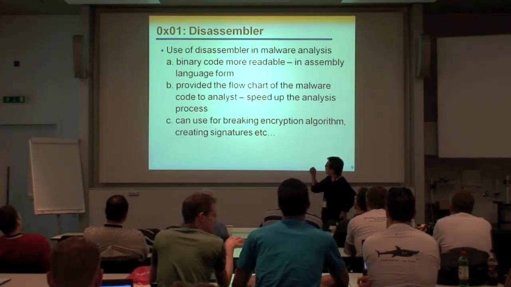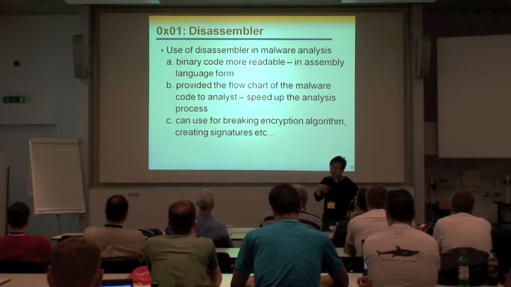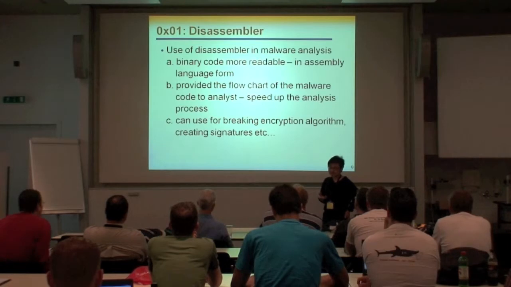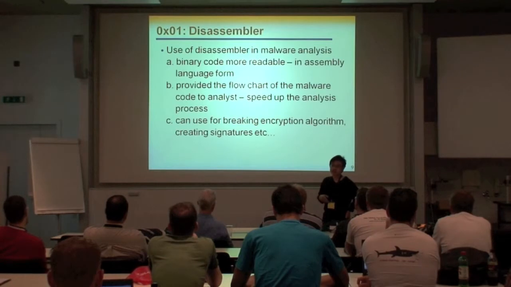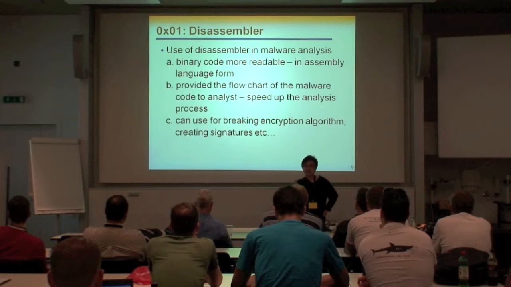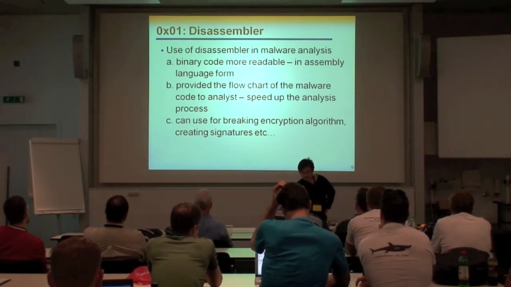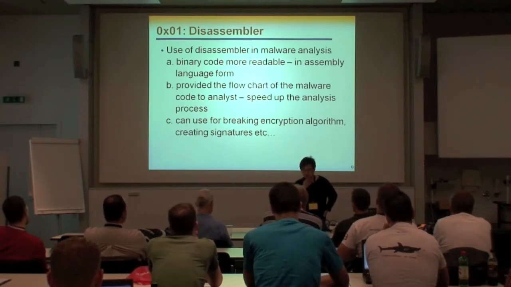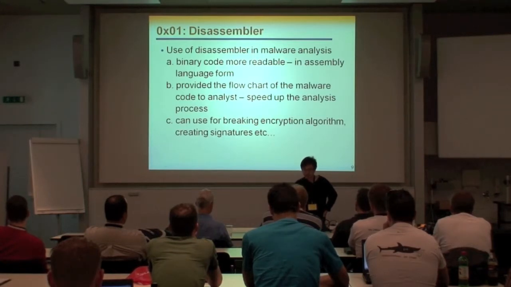So, how does this disassembler help the malware analyst or exploiter in the reverse engineering process? The first, binary code becomes more readable in assembly language form. Second, this disassembler provides the flowchart of the malware code to analysts. This indirectly speeds up the analysis process. And the third is, this disassembler can also be used for breaking algorithms, encryption algorithms, creating signatures and others.